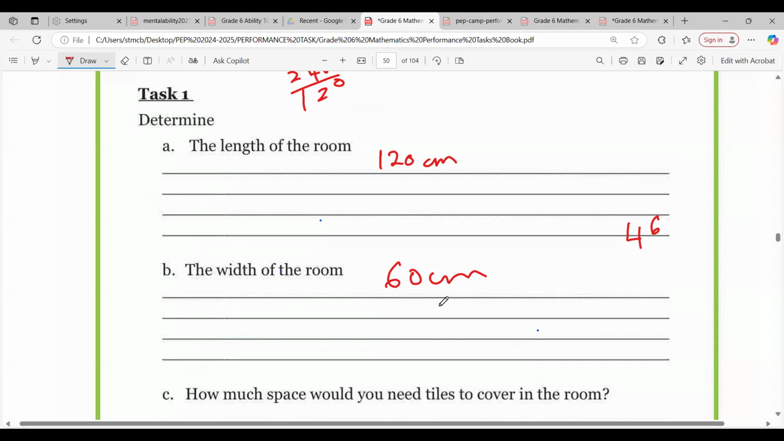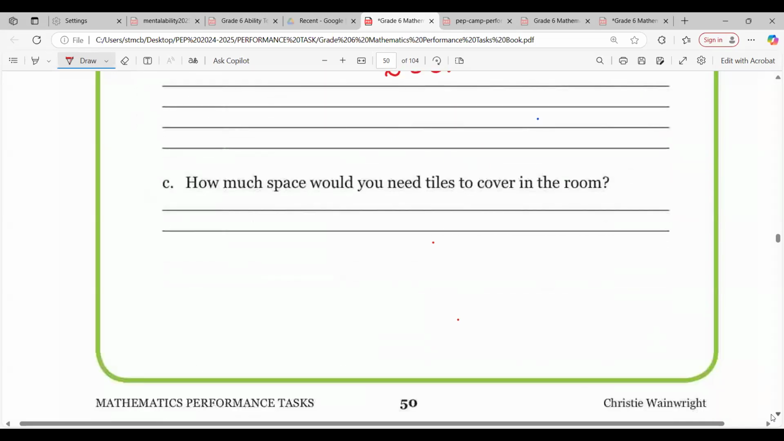This is the part now, guys, where a lot of persons were having difficulty. It says, how much space would you need tiles to cover the room? I'm going to put it on the board. Bear in mind, this is the room that we're working with. 120 by 60. Make sure you have your unit.